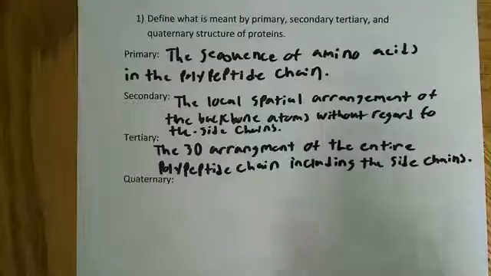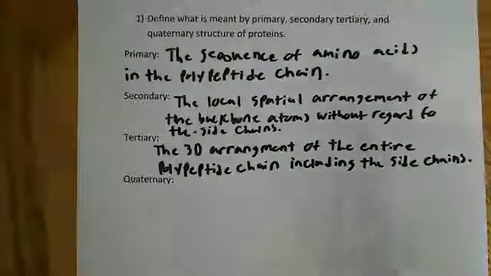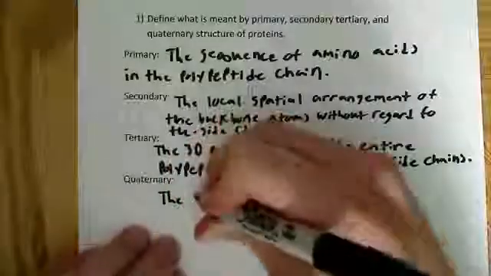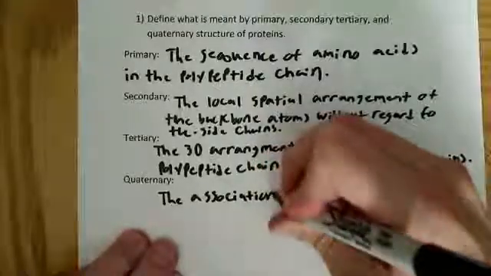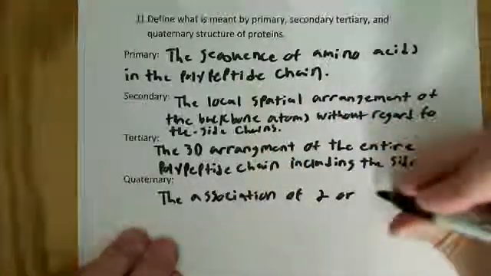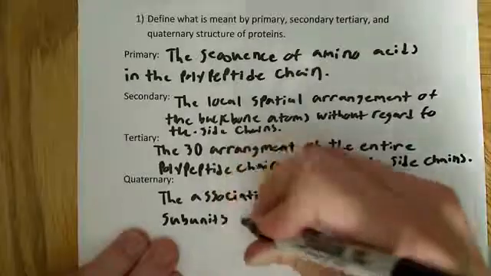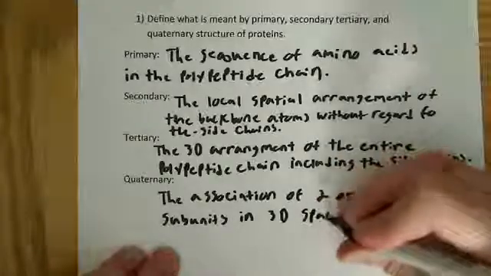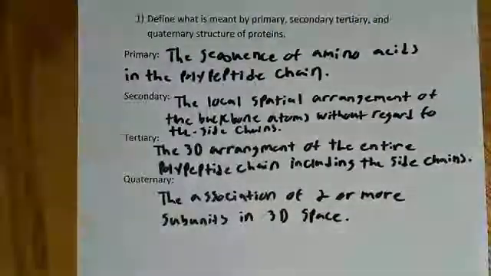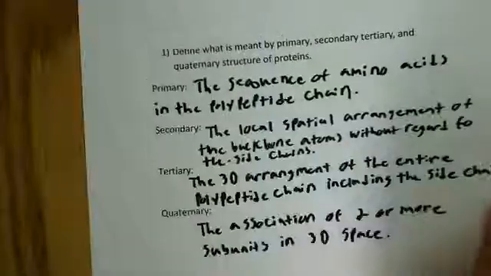So the last one to define is a quaternary structure. And the quaternary structure of proteins is the association of two or more subunits in three-dimensional space. So that is the association of two or more subunits in three-dimensional space. So that takes care of defining what is meant by the primary, secondary, tertiary, and quaternary structures.